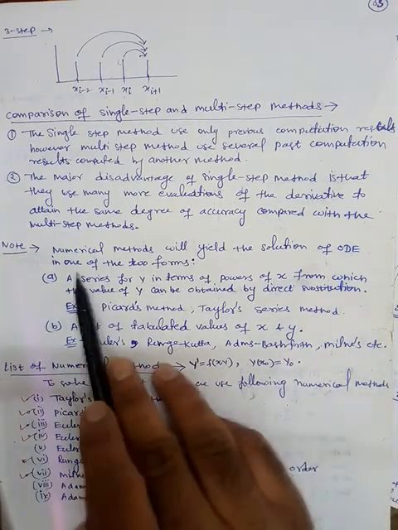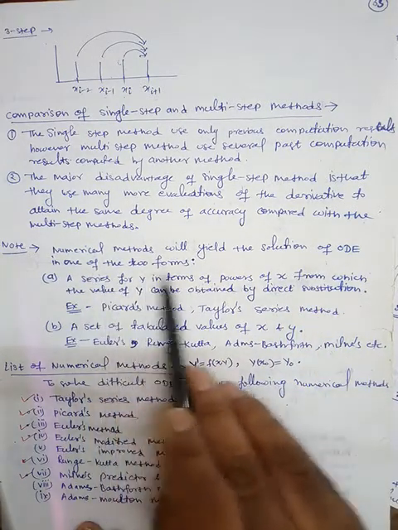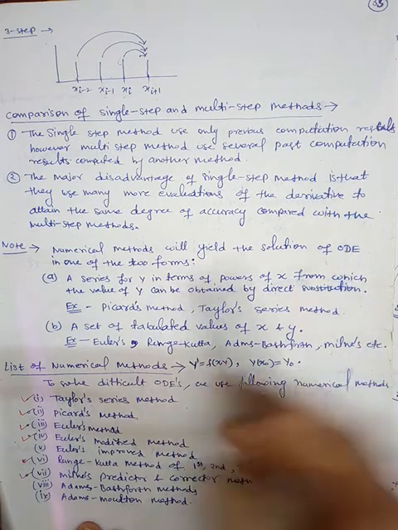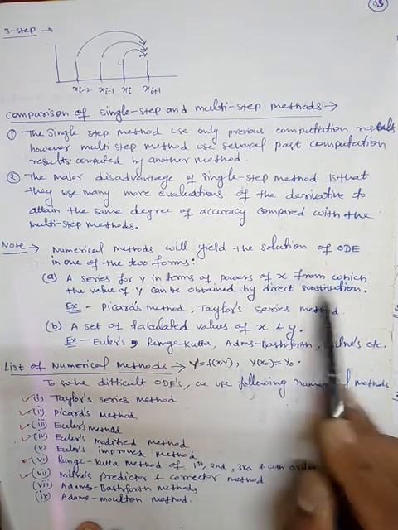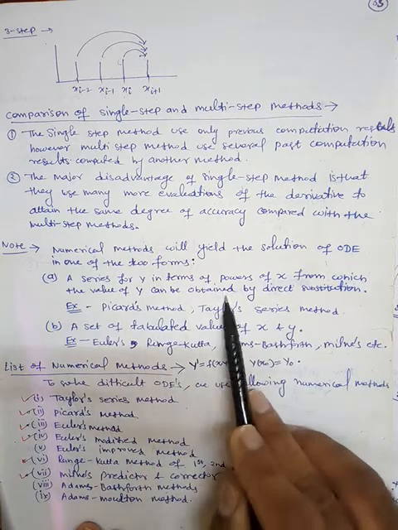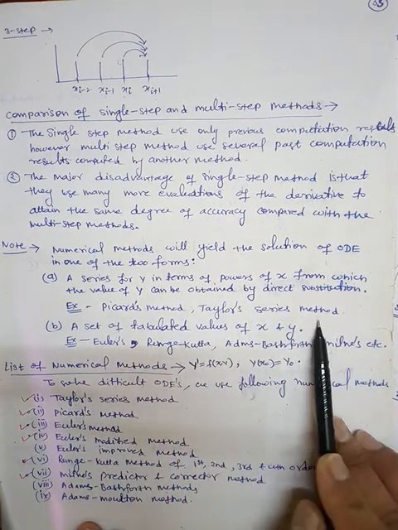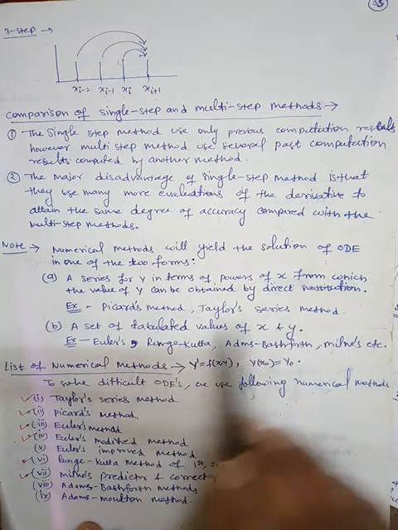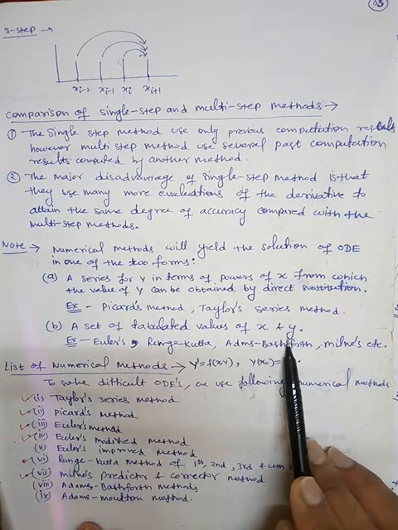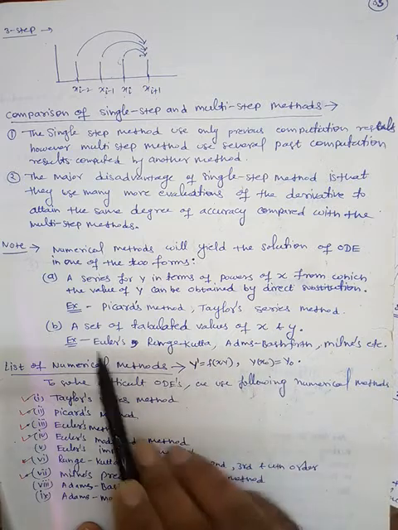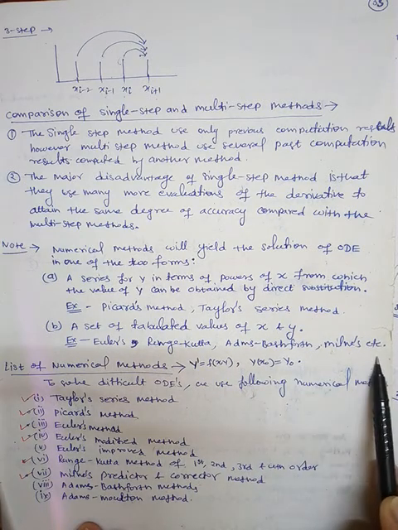Note, numerical methods will yield the solution of an ODE in one of two forms. We have already discussed. We will get a series of y in terms of powers of x, from which the value of y can be obtained by direct substitution. In this category we have Picard's method and Taylor series method. So in these we get the solution in terms of a series. Second, we will get a table. In this category we have Euler's method, Runge-Kutta method, Adams-Bashforth method or Milne predictor corrector method.